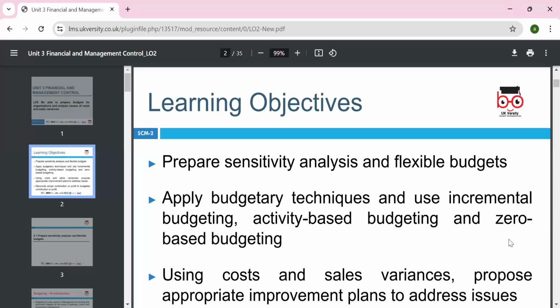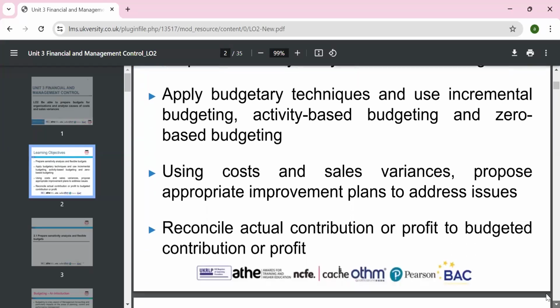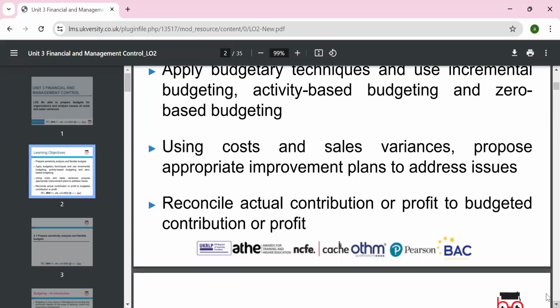Key objectives: we will discuss sensitivity analysis, flexible budget, activity-based budgeting, zero-based budgeting, and using costing and sales variance, and propose an appropriate improvement plan to address the issues and reconcile the actual contribution to the budgeted contribution. So that will all be in our discussion.